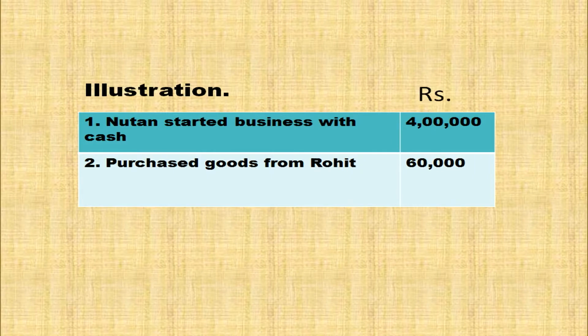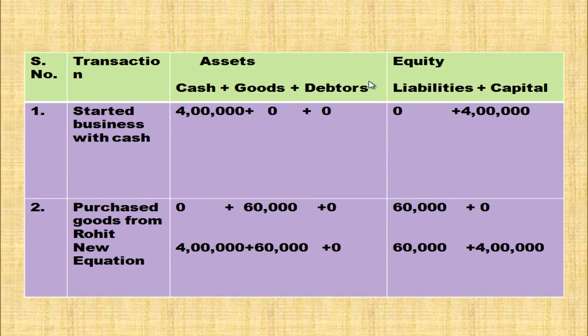Another transaction: Nuthan started business with cash 4 lakh, purchased goods from Rohit 60,000. To prepare the accounting equation, you have to draw the accounting equation format and write the transaction. In the cash column, add 4 lakh. In the capital column, add 4 lakh. Purchase goods from Rohit. Goods are coming inside the business. So, on the asset side, draw a column for goods, add 60,000. Goods purchased on credit, creditors increase. So, liability 60,000 will be added.